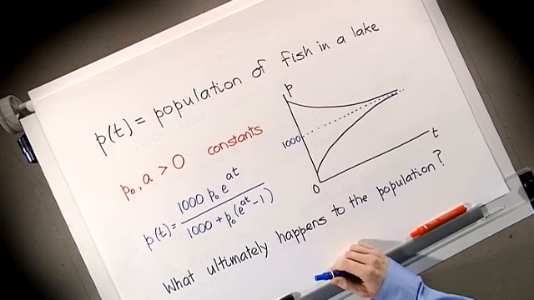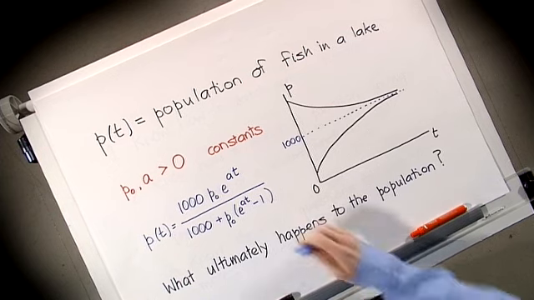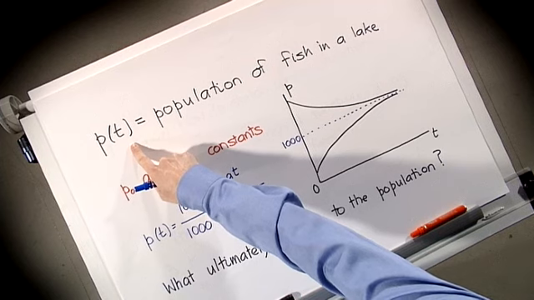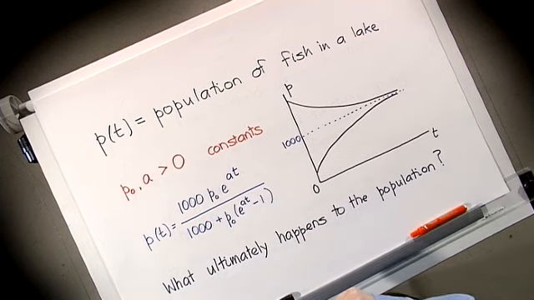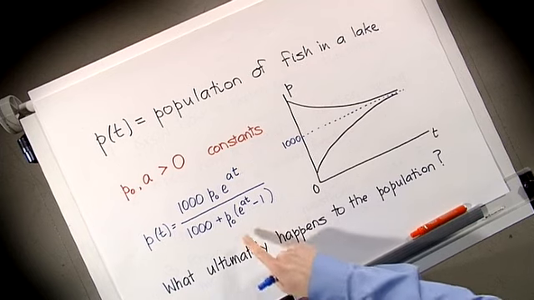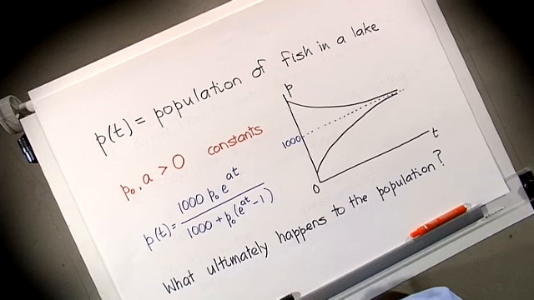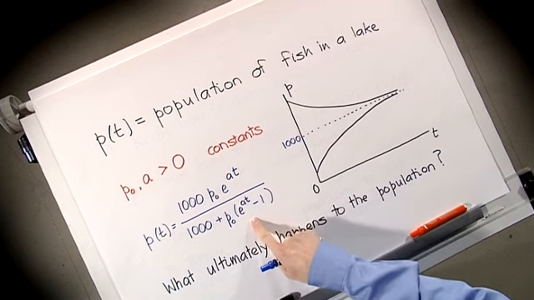Suppose we're looking at the number of fish in a lake, and we've got a mathematical model for the population p as a function of time t. Suppose that after a lot of hard work we get to a formula for the population p as a function of time. And we want to know the answer to the question, what ultimately happens to the fish population? What happens after a large time? Now, we could extract that information from this formula.